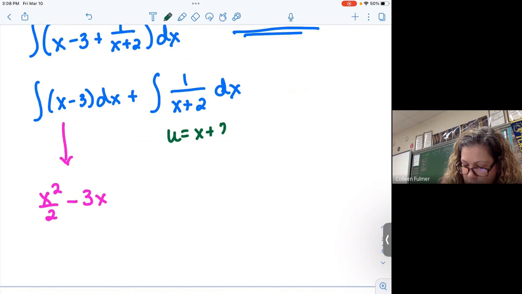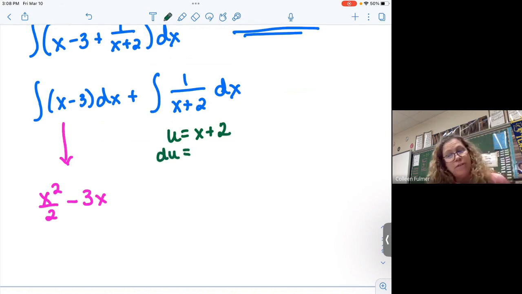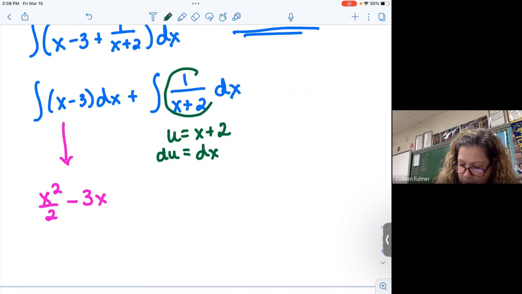I'm going to let u equal x plus 2. And as always, we need a du. So the derivative of x plus 2 is 1, so I get 1 dx. So this whole thing can be written as 1 over u, and dx can be replaced with du. So this becomes the integral of 1 over u du.